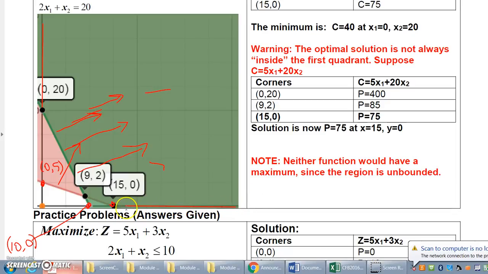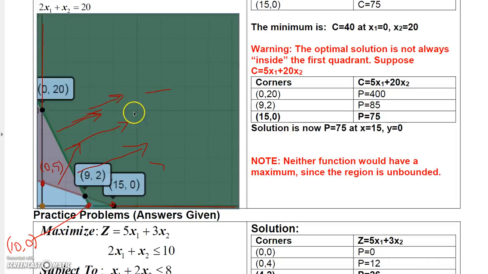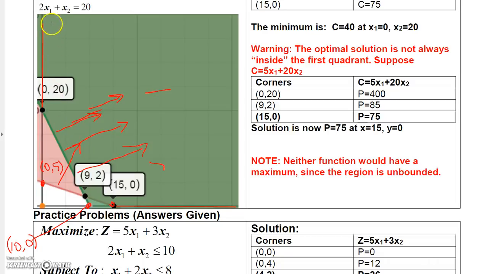So you're bounded here by the x-axis, and then it takes a turn here at 0, 20, and then it comes down here, and where it intersects that other line, that's actually the point 9, 2. I'll talk about that in a minute. And then it takes a turn right here, and it hits the x-axis, and then it takes a turn in this direction. So basically you have 3 corner points: 0, 20, 9, 2, and 15, 0.